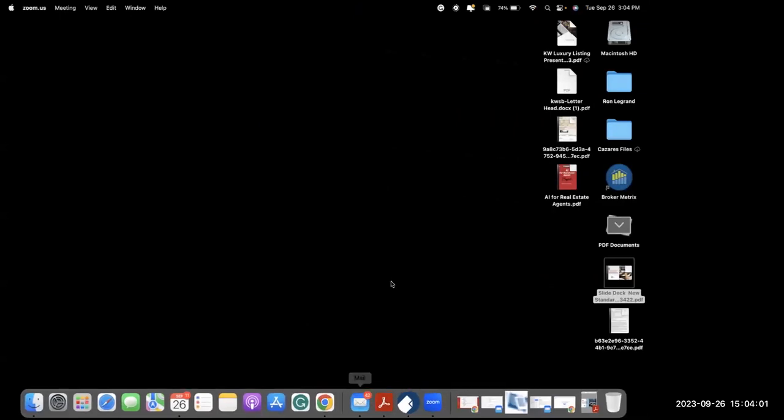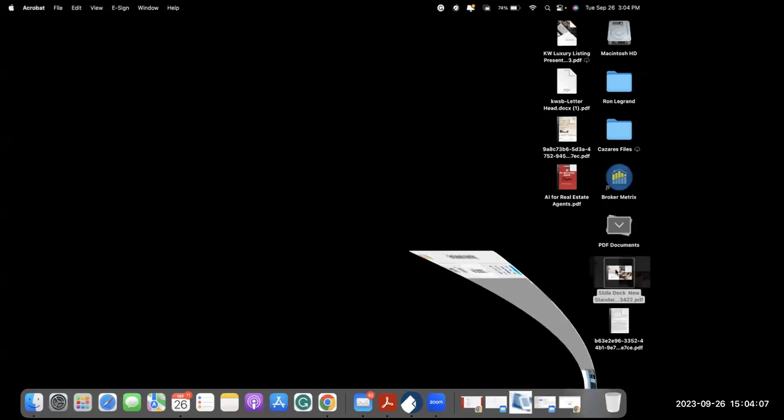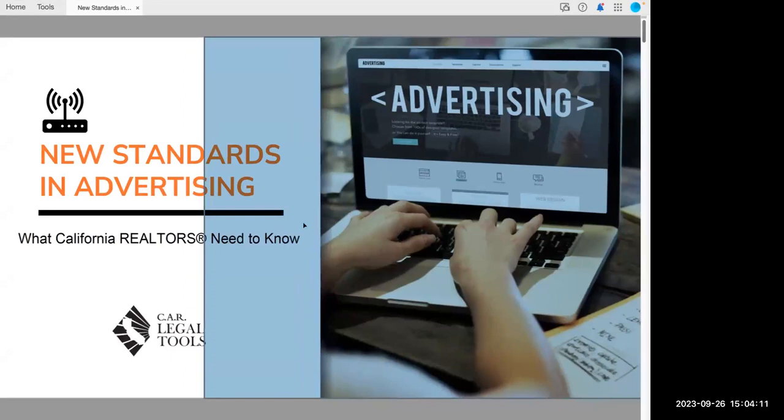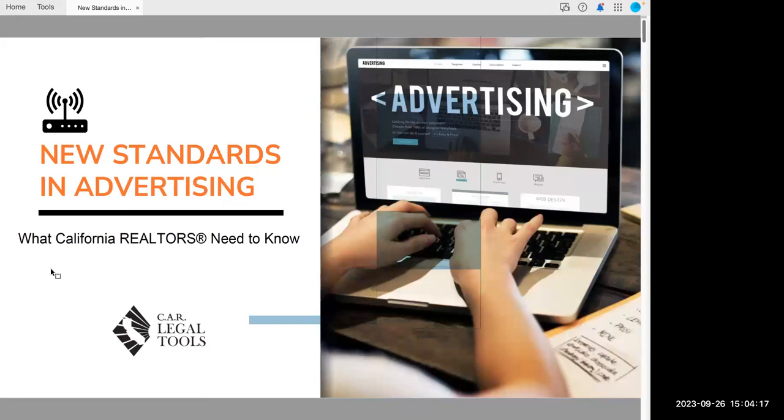Let me go ahead and share my computer. They changed it up on me a little bit. All right, let's try again. Everyone on Zoom, can you see my screen? Yes. Okay, beautiful.